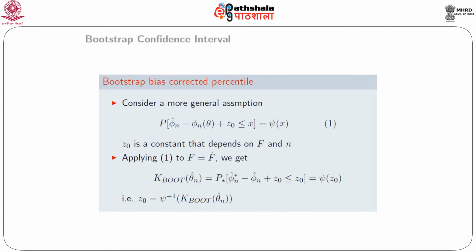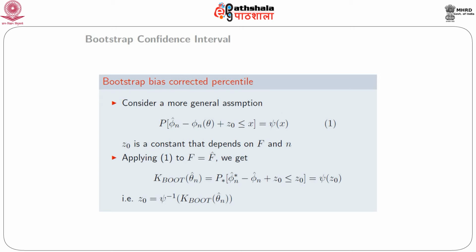So, here the probability of φ_n-hat minus φ_n(θ) plus ξ_0 being less than or equal to x is ψ(x), where ξ_0 is a constant. Now, to adjust for that bias, we can consider a more general assumption, which is that the probability of φ_n-hat minus φ_n(θ) plus ξ_0 less than or equal to x is ψ(x), where ξ_0 is a constant that may depend on F and n.